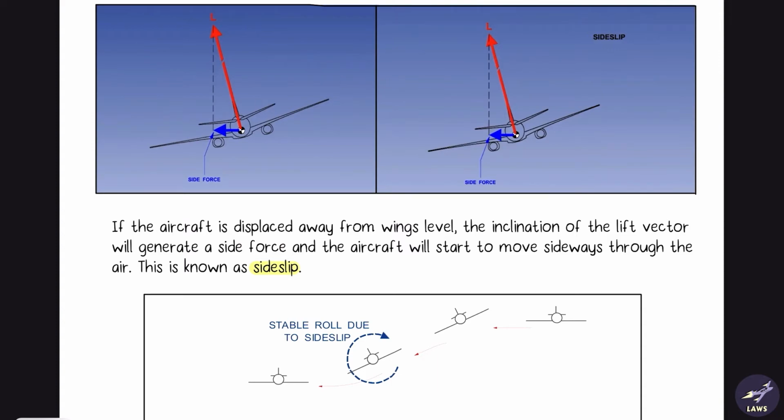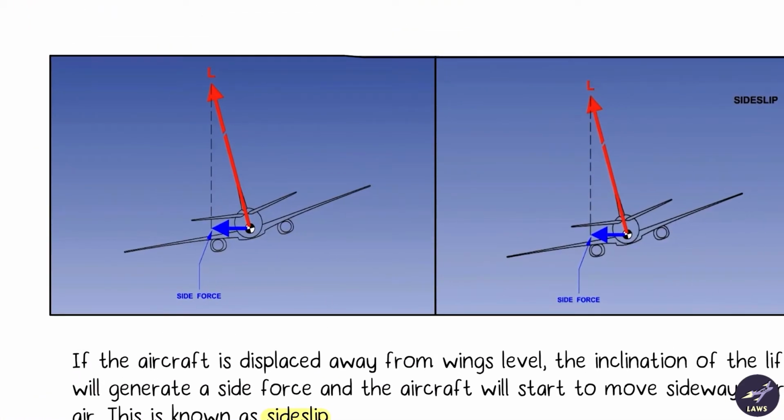So we look at side slip. If the aircraft is displaced away from wings level, the inclination of the lift vector will generate a side force and the aircraft will start to move sideways through the air. This is known as side slip. In this case, the aircraft is experiencing a left side slip. The aircraft is moving towards the left and the relative airflow is also coming from the left.